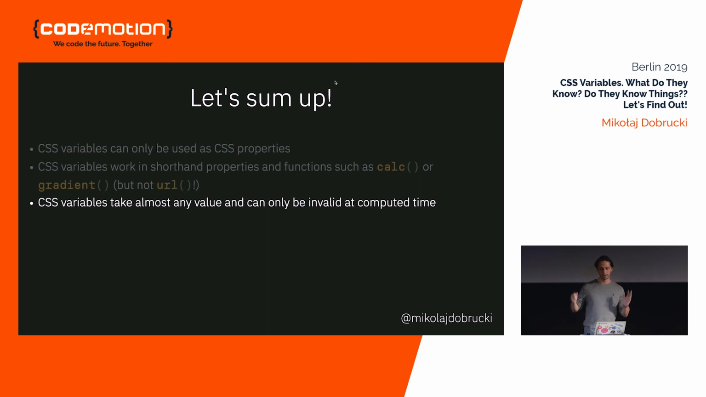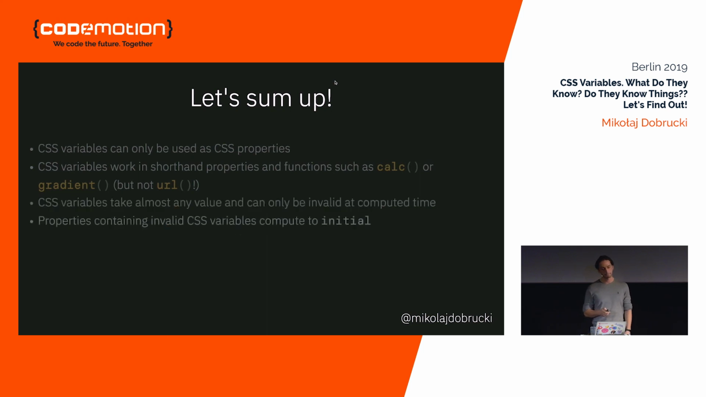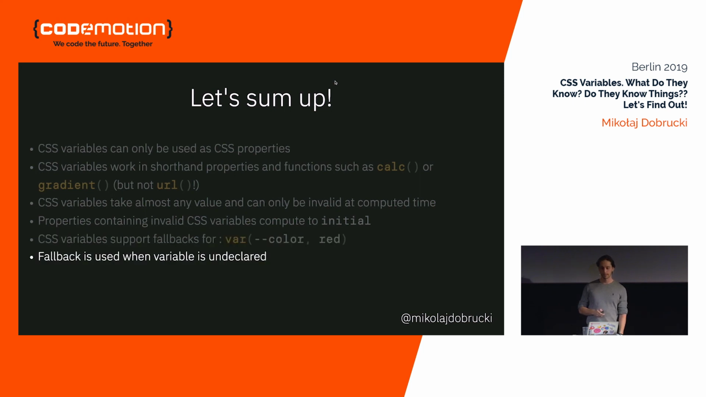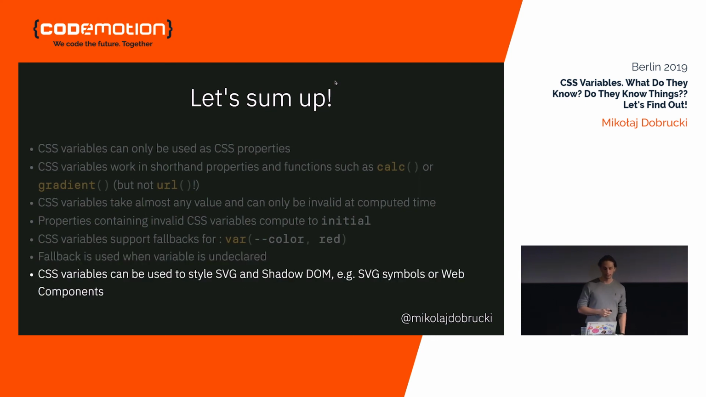And on a daily basis, just keep in mind that CSS variables are valid by themselves, but they can be invalid at computed time. And properties that contain invalid CSS variables always compute to initial. They ignore any other rules of cascade. And CSS variables support fallbacks, which you declare in the var function after the name of the variable. But those fallbacks are used when the variable is undeclared, not when it is invalid. And last but not least, CSS variables are quite a nice tool to style shadow DOM, with the examples being SVG symbols and web components.